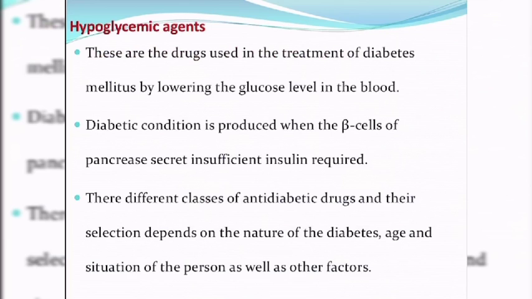There are different classes of anti-diabetic drugs and their selection depends on the nature of the diabetes, age and situation of the person as well as other factors. That means not one drug will be given to all diabetic patients. So the drug which we are going to take will be different depending upon the age and situation of the person and also the amount of glucose present in his body.